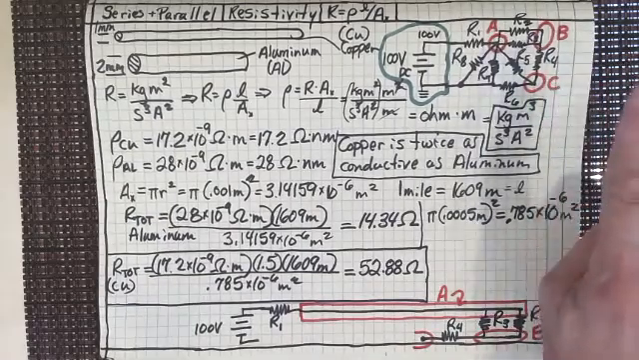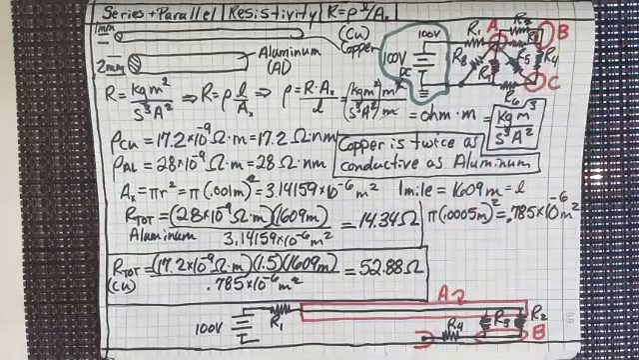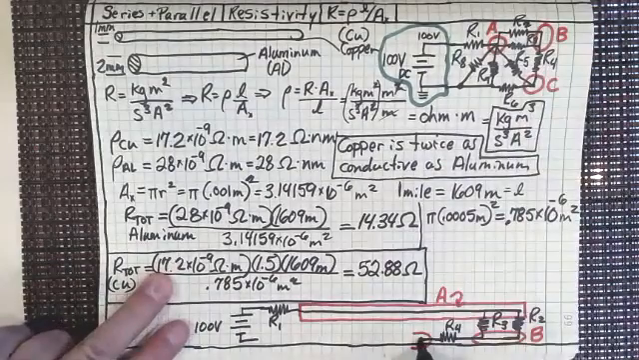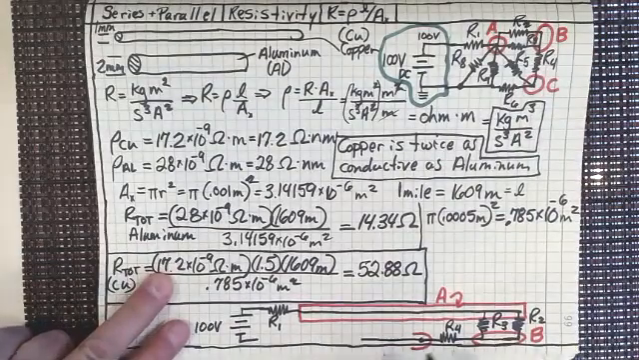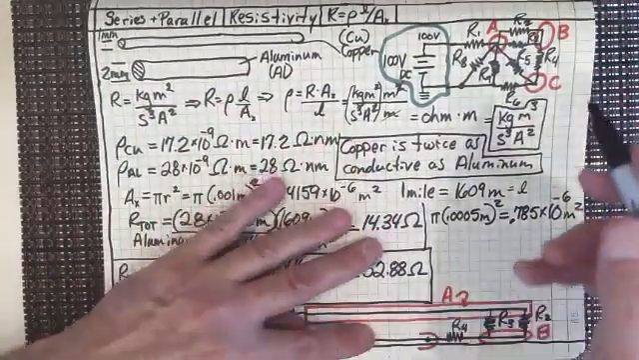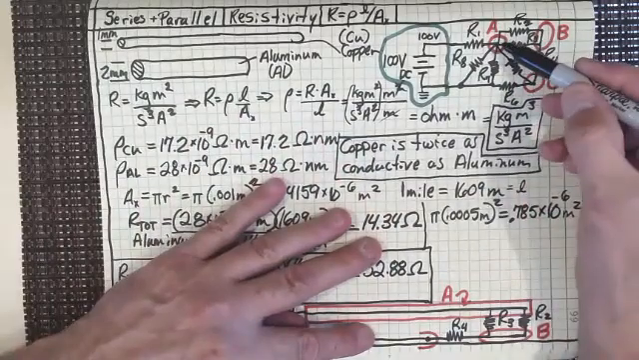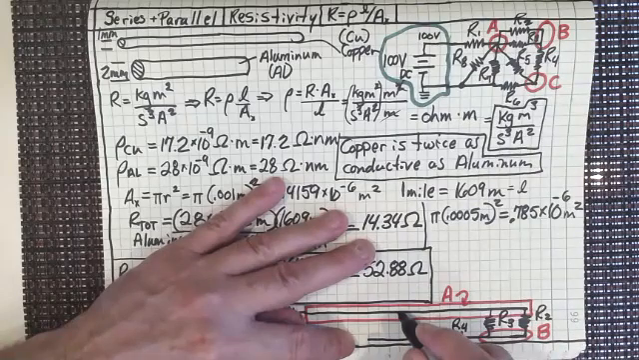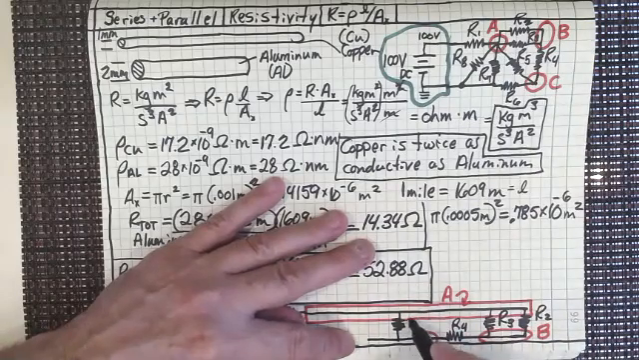Do we have anything connected from A to C? Yes, we do. We've got that R5 resistor. I'm just going to extend this out. We've got that R5 resistor that's connected from A down to C. So I'm just going to draw that in. That's R5.